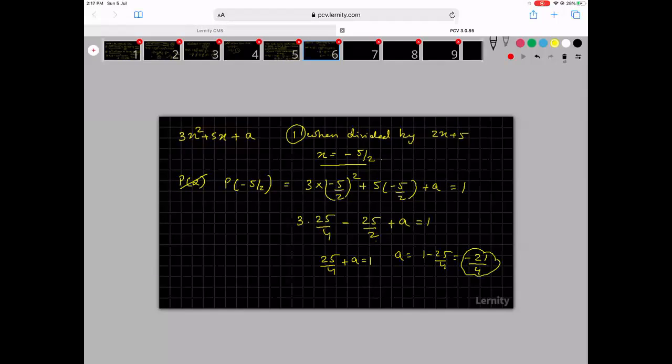So what does this mean? This means that we have to subtract 21 by 4 and not add any number.